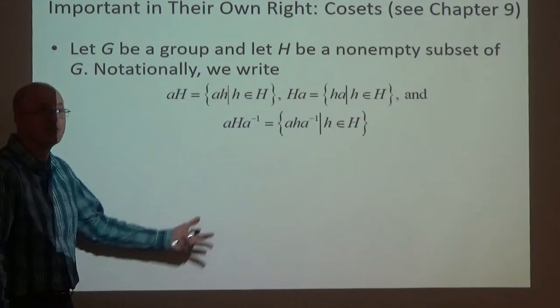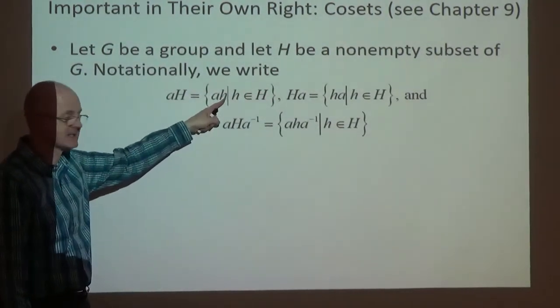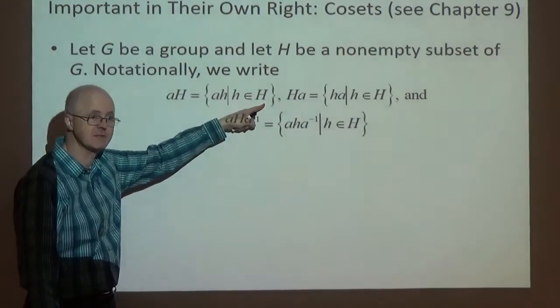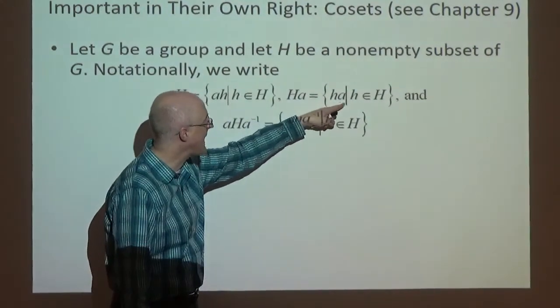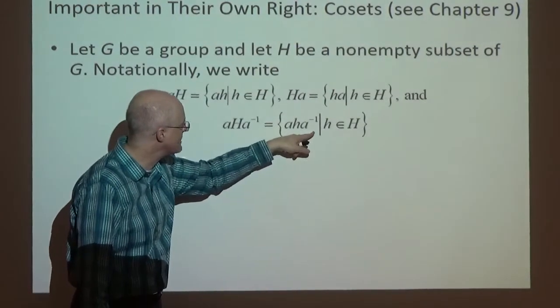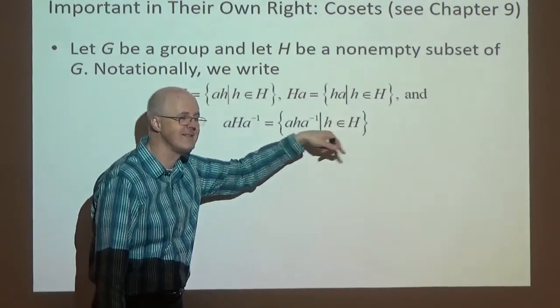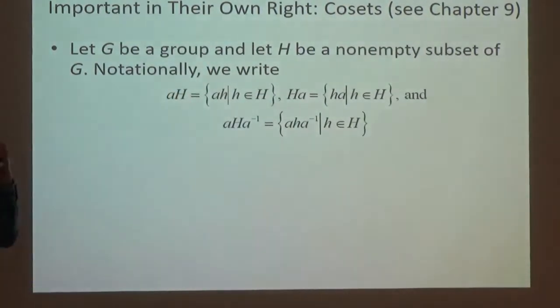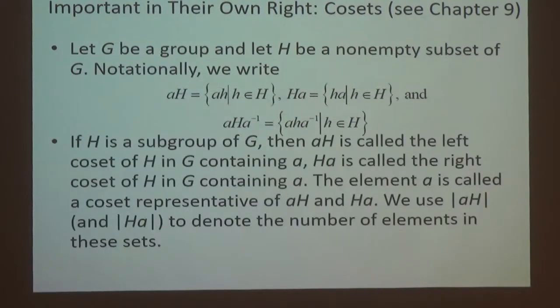These are sets. H is a subset of G. Consider the set of all products, little a times little h, as little h ranges over capital H. We can also consider the set of all products ha, as h ranges over capital H, and the collection of all products aha inverse as h ranges over capital H. Okay, H doesn't have to be a subgroup to use this notation. And sometimes it's useful to use this notation even when H is not a subgroup. However, we are most concerned about when H is a subgroup.